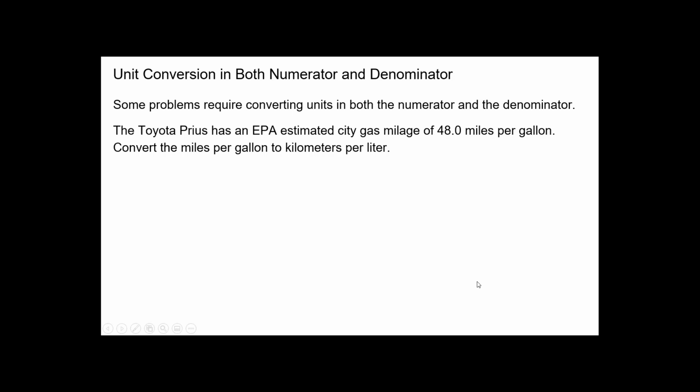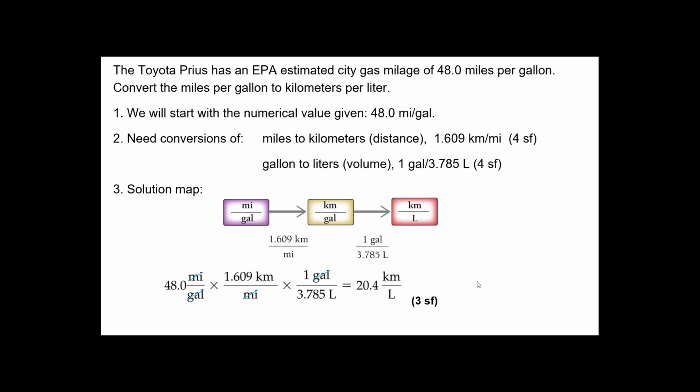Okay, some problems require converting units in both the numerator and the denominator. The Toyota Prius has an EPA estimated city gas mileage of 48 miles per gallon. Convert the miles per gallon to kilometers per liter. So we are going to change miles to kilometers and gallon to liter. So first thing we need to know is what information we were given. We are given 48 miles per gallon.